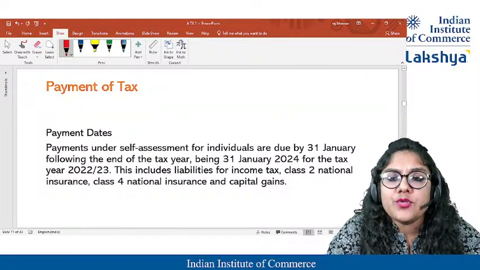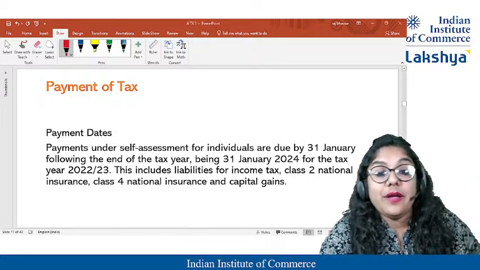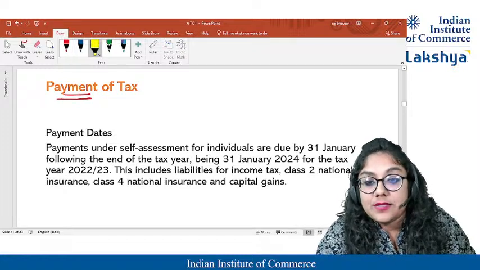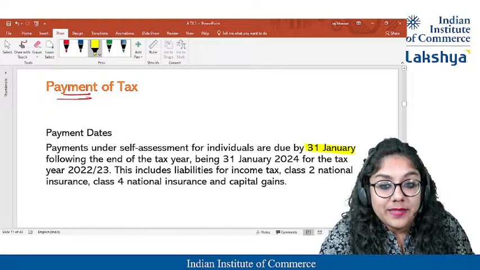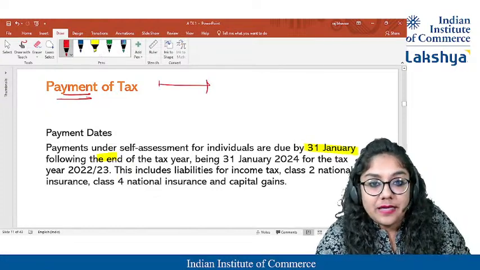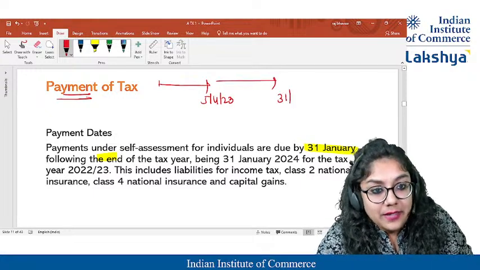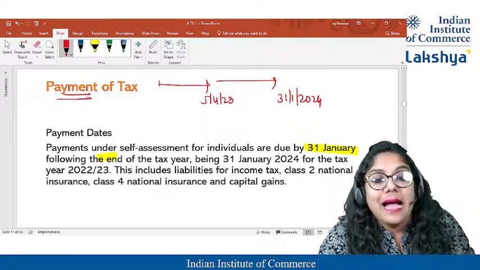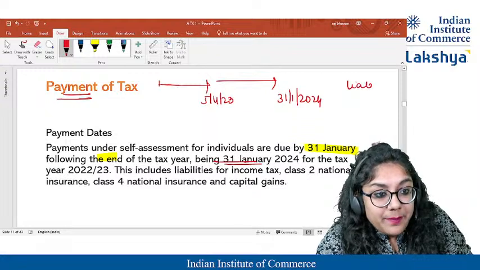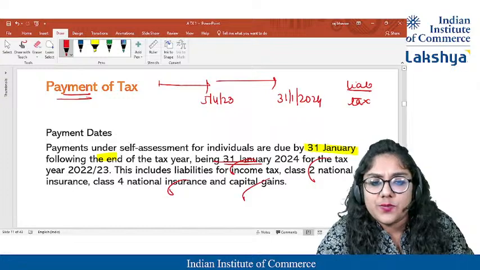So by what time should you pay the tax? You have to file the return till 31st of Jan, but you have to make the payments of tax till what? Payment of self-assessment tax is due by 31st Jan following the end of the year. For example, this is my year, 5th April 23, so till 31st Jan 24 I will pay. And what liabilities will I pay: normal income tax, class 2, class 4 and capital gains.